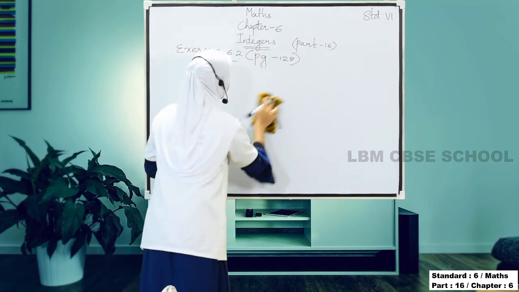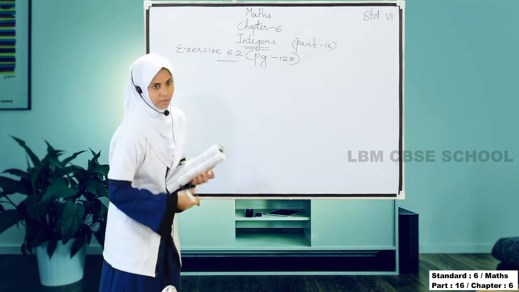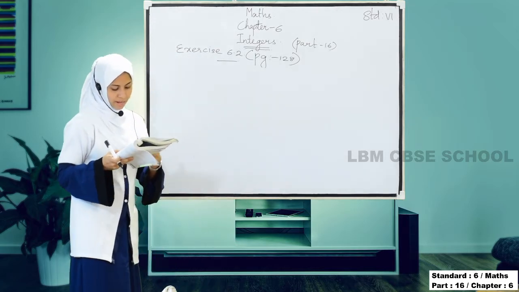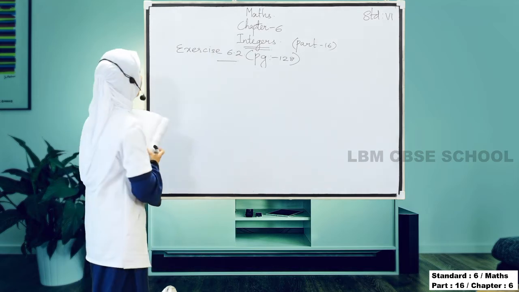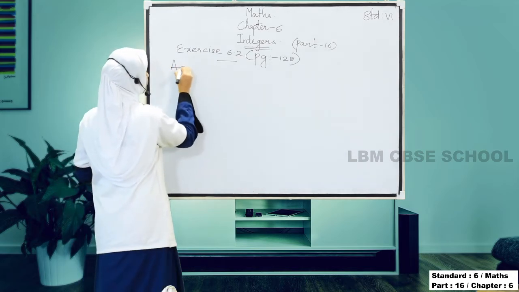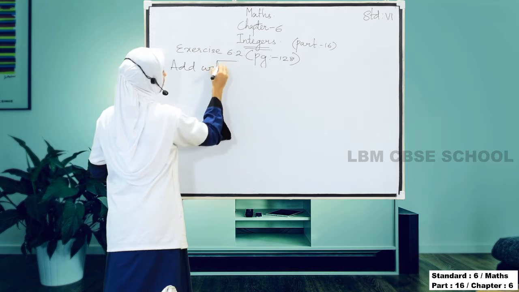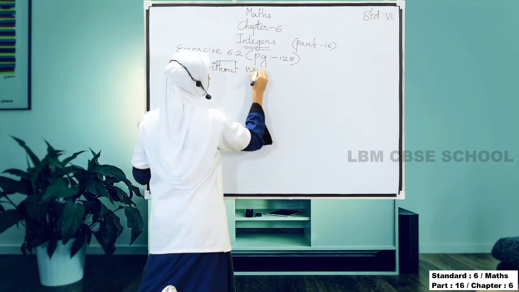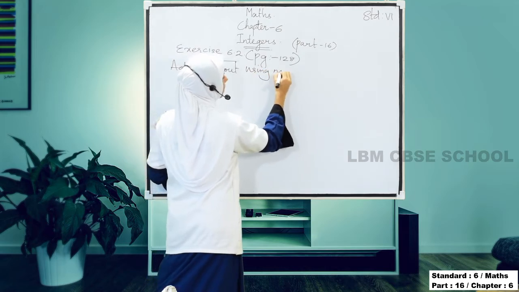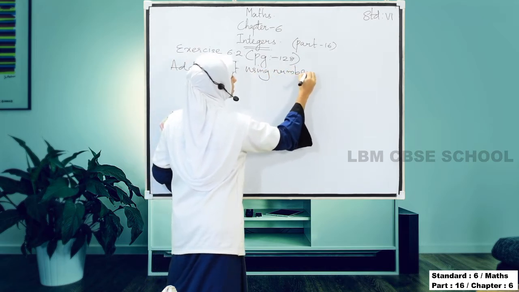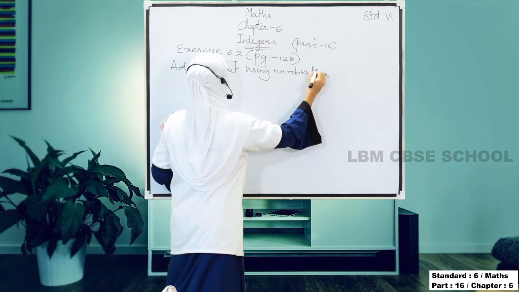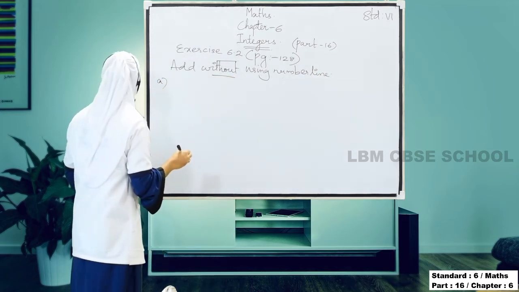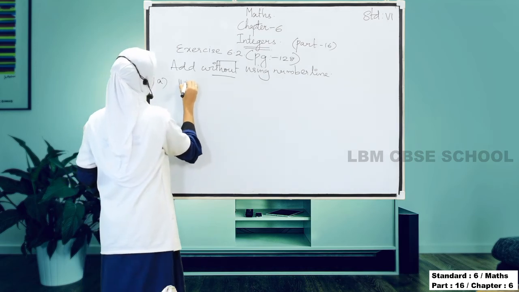Then next question, add without using number line. Now without using the number line, we have to add the numbers. Sub question A, 11 plus minus 7.